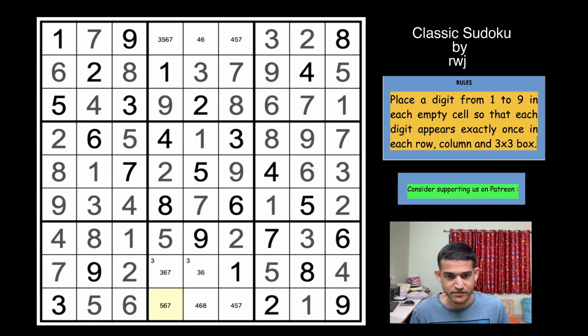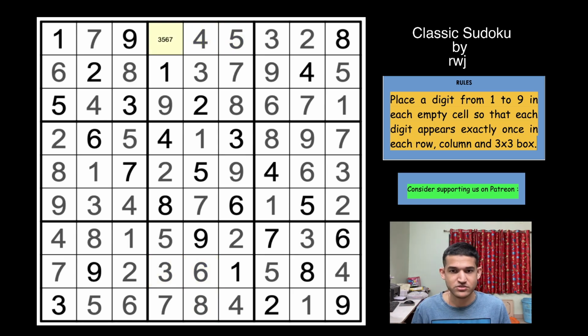5, 6 gives a 7. And then 5, 7 gives a 4. 4, 6 gives an 8. 3 goes here, 6 goes here, 4 goes here, 5 goes here, and 6 goes here. And with that, we have completed this wonderful Sudoku by RWJ.